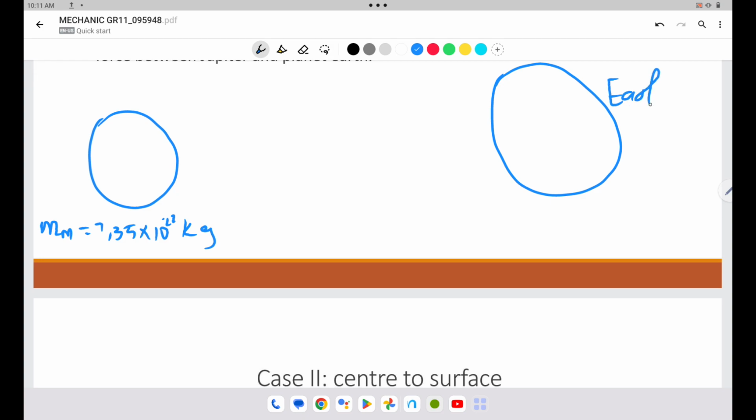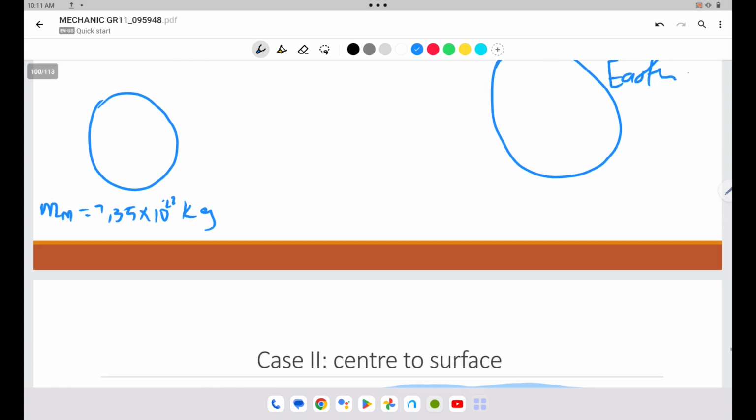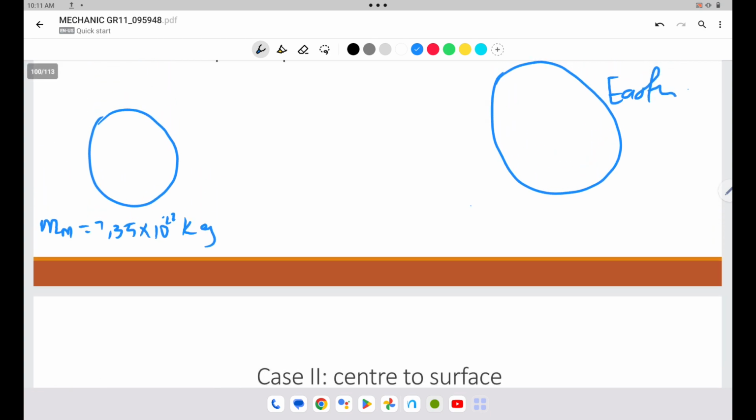What do we know about the earth? We actually know a lot of information about the earth. If you go back to the statement, you'll realize that there's no information that is given about earth. This is because information about earth is always given on the data sheet. So from the data sheet, the mass of the earth is 5,98 times 10 to the power 24 kilograms. And the data sheet also provides us with the radius of earth, that is 6,38 times 10 to the power of 6 meters.